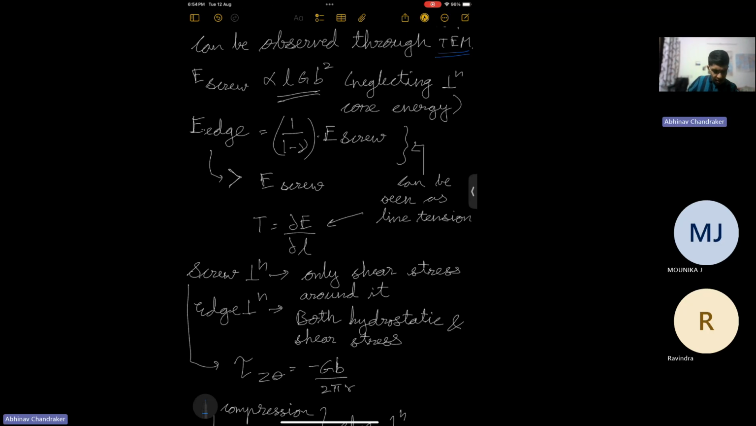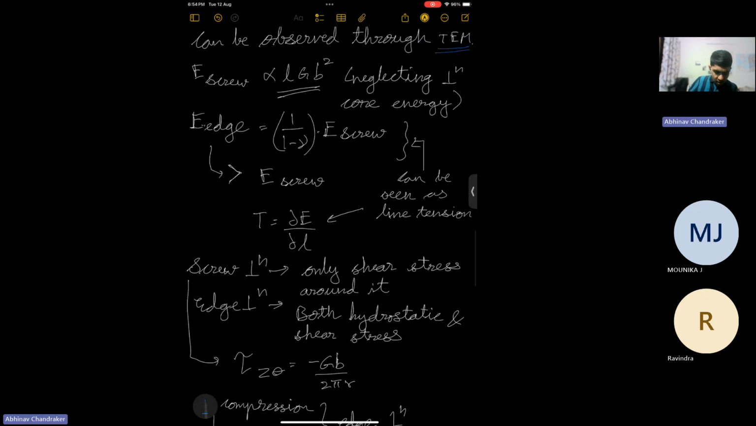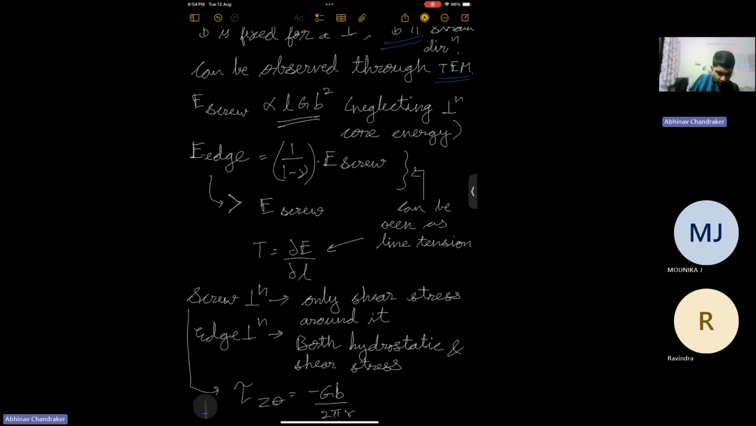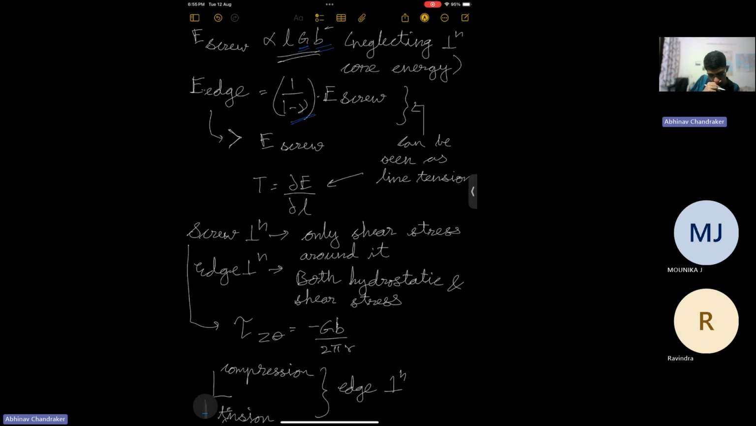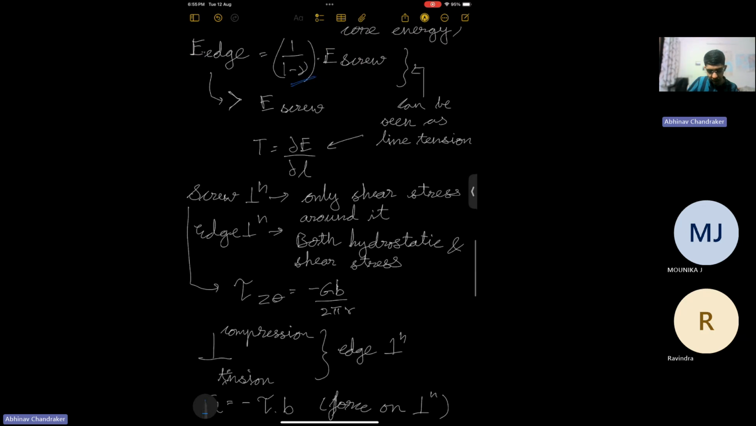But they will correspond to a higher energy. Now let's look at what the energies are. They can be calculated as being proportional to G b square, where b is the Burgers vector and G is the shear modulus. This is the screw dislocation. For edge, you will have a 1 minus mu term in the bottom, which will mean the edge dislocation has about 50% more energy compared to the screw dislocation, because mu is usually around 0.33. And a dislocation, since it is a line, this energy can be understood as a line tension.